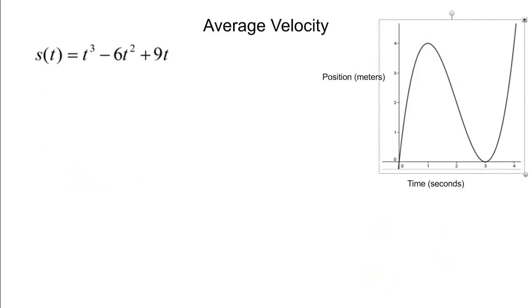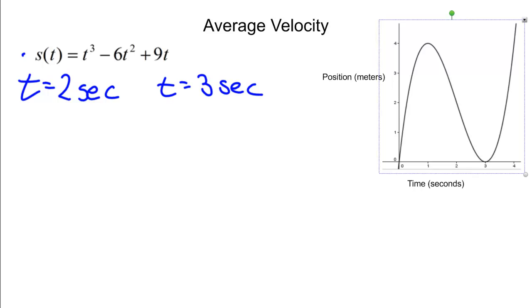Let's say instead of just having the graph, we were given a formula here for the position function, and we are still trying to find our average velocity between time equals 2 seconds to time equals 3 seconds. So how could we do that with the formula? Well, we need to know our change in position over change in time.